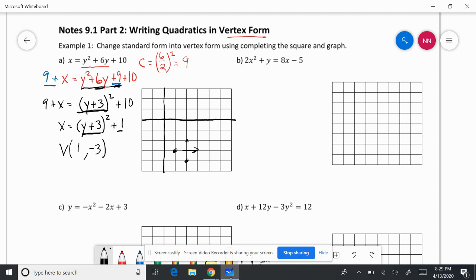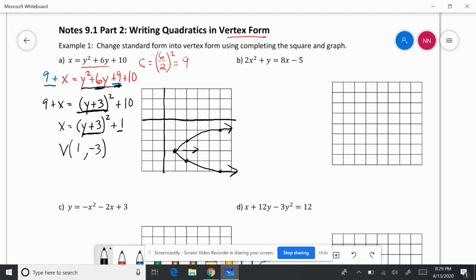1, 2, 3, 1, 2, 1, 2, 3, 4. And that right there would be our parabola.